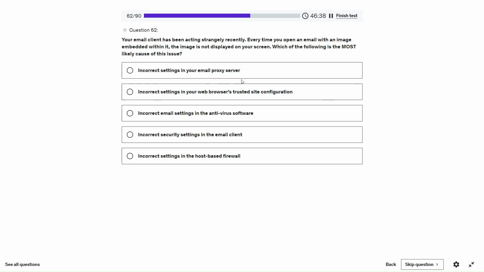Incorrect setting in your email proxy server could be. Incorrect setting in your web browser, no. Incorrect email setting in antivirus, no. Incorrect setting in your email client, maybe. Insecure setting in the host-based firewall, most probably the proxy server, because it is coming from the proxy server, so it will not be the right answer. It could be insecure security setting in the email client, because now the email is at your end and there is a problem occurring at your end.